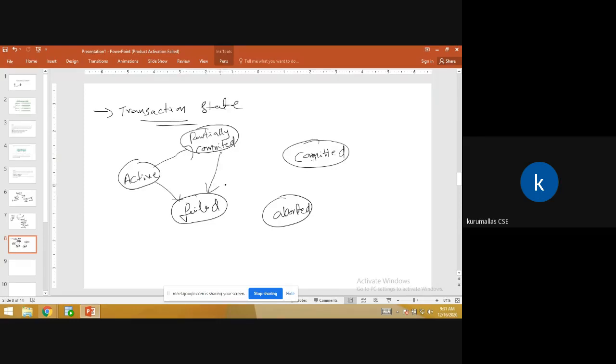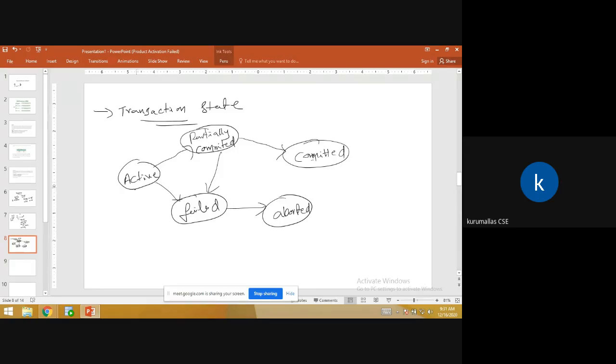Next, if it is partially committed, it can become a failed situation. If it is not partially committed, then it is really committed. If it is failed, then we have to abort. This is the transaction states diagram, right?